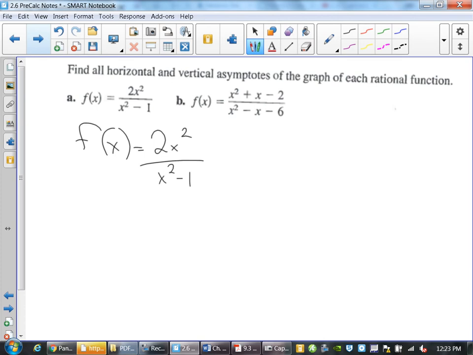So where are horizontal asymptotes? They're equal, so it'd be 2 and 1. Correct. In this case here, the degrees are the same, so your horizontal asymptote is going to be at y equals 2.